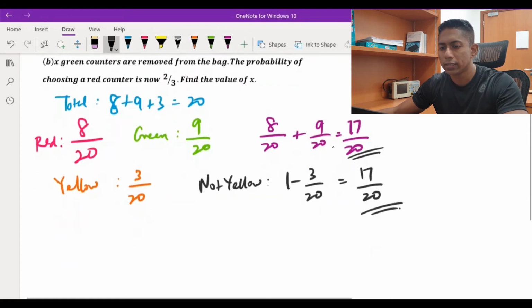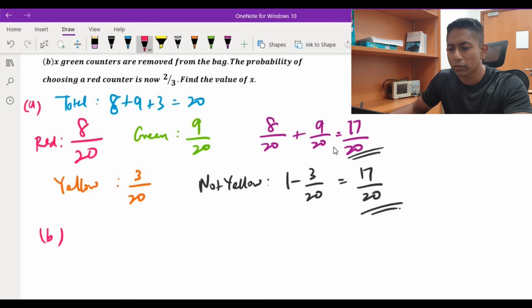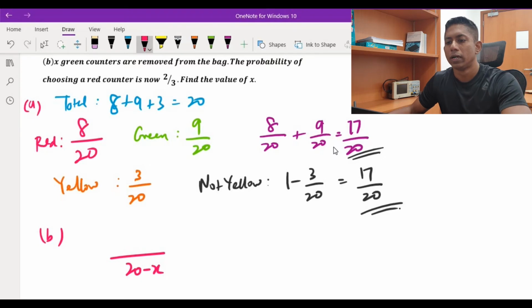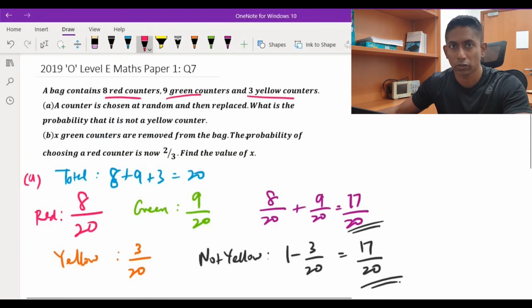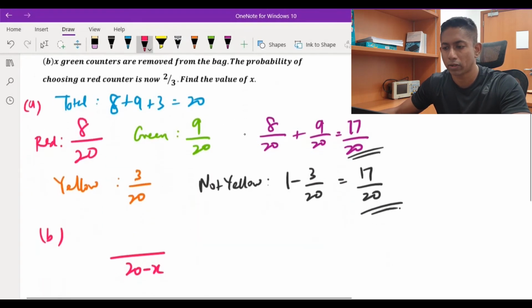Let's look at this question. We know that originally the total was 20, and now x green counters have been removed. So the total now is 20 minus x, correct? And now we are told that the probability of choosing a red counter is 2 over 3. The total number of red counters has not changed. Originally it was 8, and now it is still 8. The only counters that have a changed number are the green counters. So there are still 8 red counters.